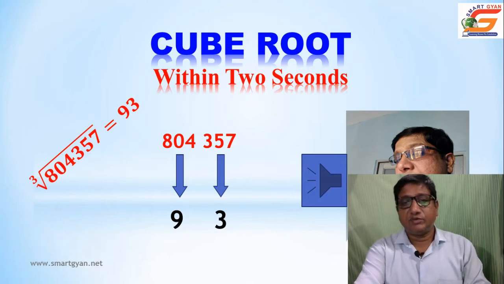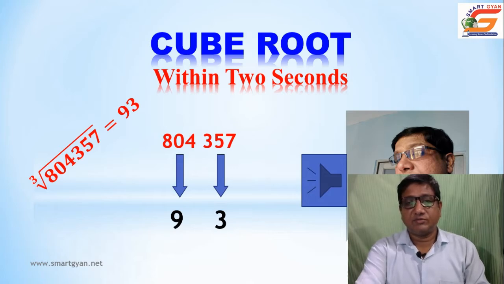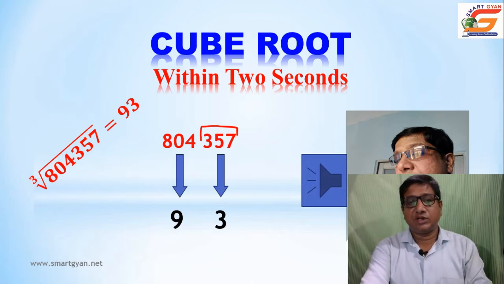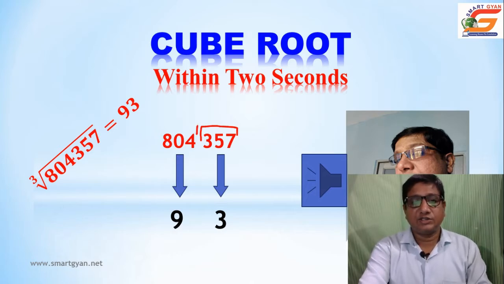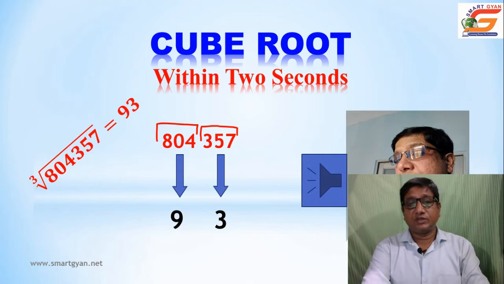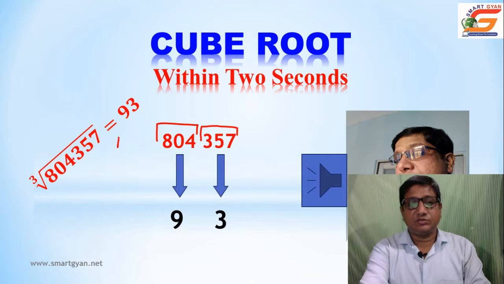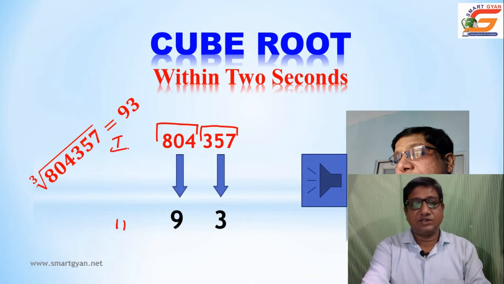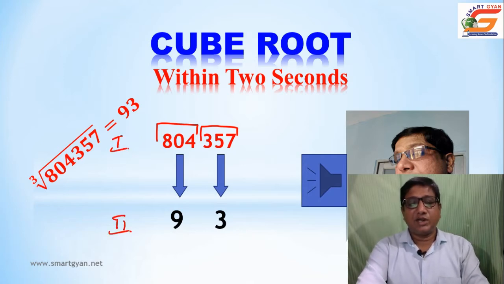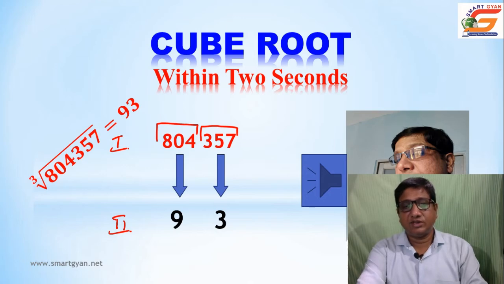How to find the cube root of numbers? Simply divide the number into groups of 3 digits from the right. For example, in this question 357 is one group from the right and 804 is another group. So step 1 is to divide the number into groups of 3. Then step 2, we will find one digit for each group, one root digit for each part.